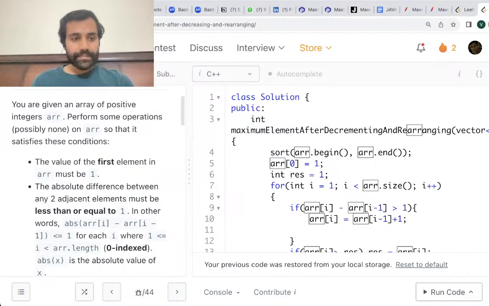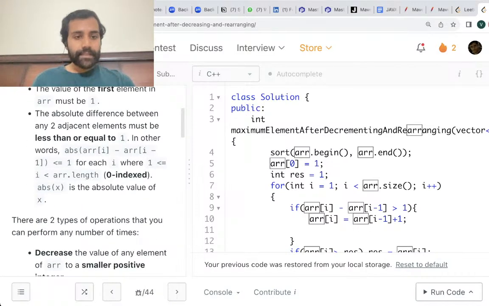The first property is that the value of the first element in the array must be 1. So after all those operations are done, the first element must be 1. The next thing is that the absolute difference between any two adjacent elements must be less than or equal to 1. I believe you understand the meaning of adjacent elements. Adjacent means left and right, which is index i and index i plus 1, or index i and index i minus 1.